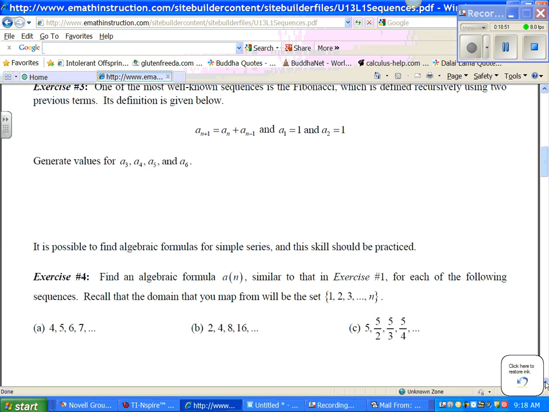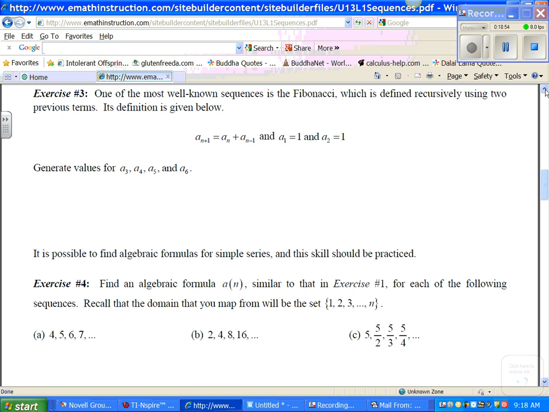Let's talk about Fibonacci. All right, so one of the most well-known sequences is the Fibonacci sequence. It's defined recursively using 2 previous terms. So not just the one before, but the 2 before, okay? So the definition is given below. I have A sub n plus 1. What does that mean? The next term equals A sub n, which is the current term, plus A sub n minus 1, the last term, right? The previous term. Okay. I'm given A sub 1 and A sub 2, okay? So A sub 1 and A sub 2 are what I'm going off of.